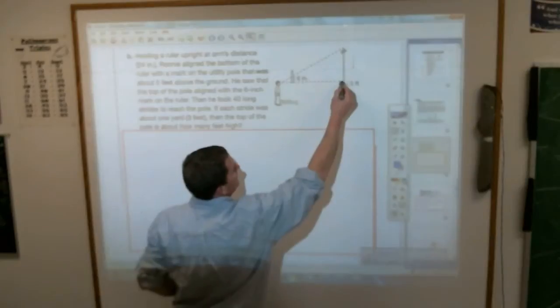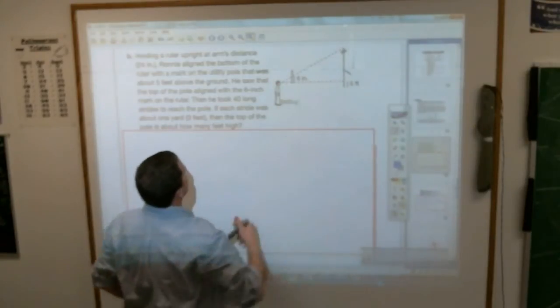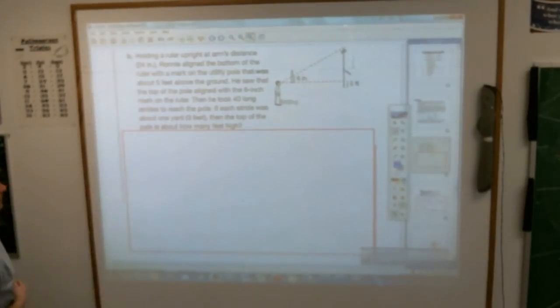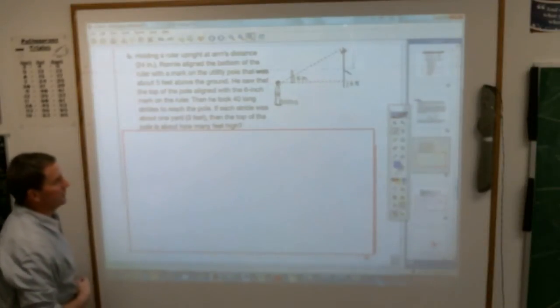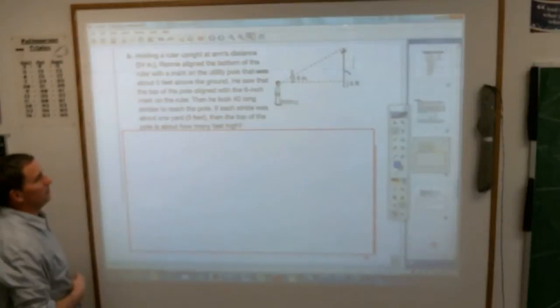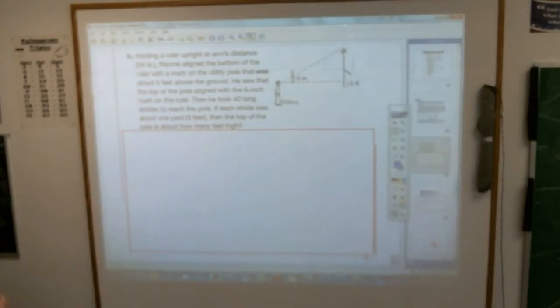Right here, see that? Just go line that up there. He saw that the top of the pole aligned with the 6-inch mark on the ruler. He took 40 long strides to reach the pole. If each stride was about 1 yard, 3 feet, then the top of the pole is about how many feet high? Now looking at that, most of you are dazed and confused, correct?